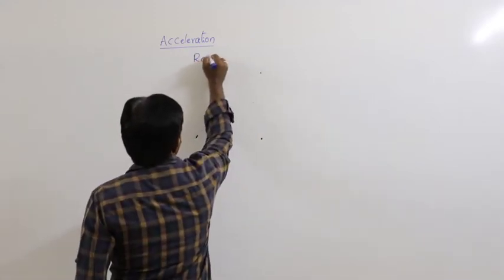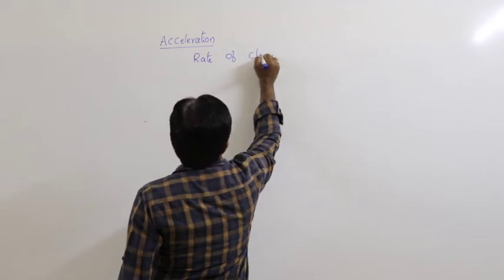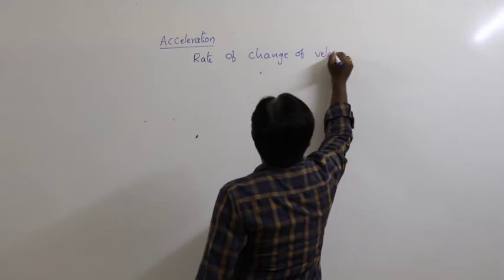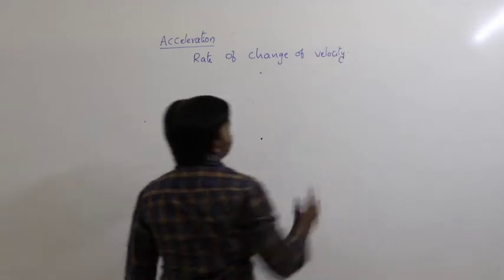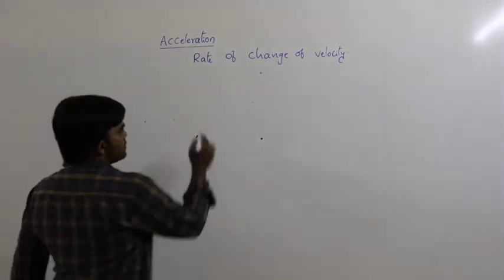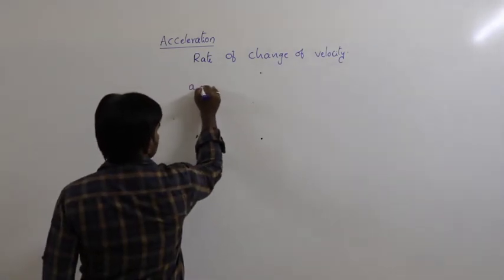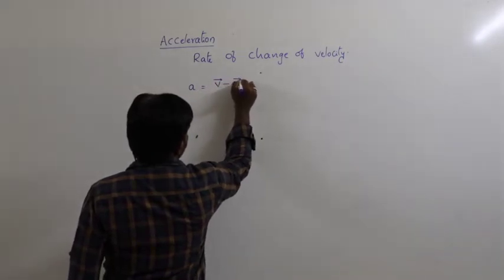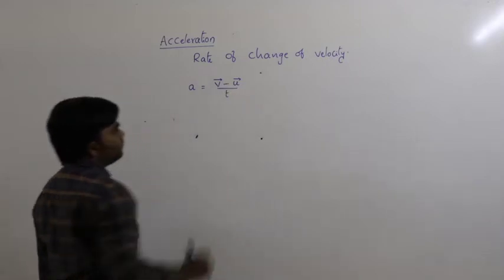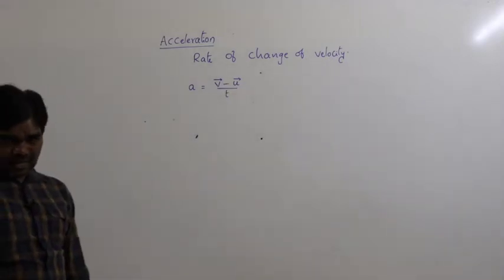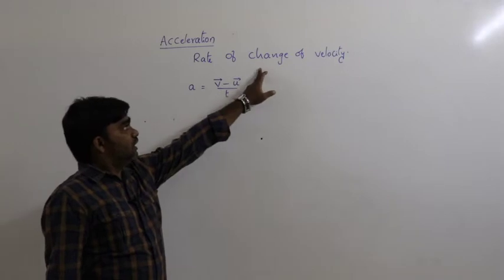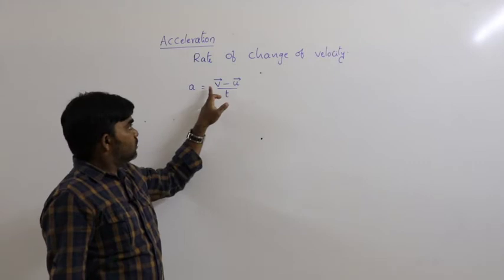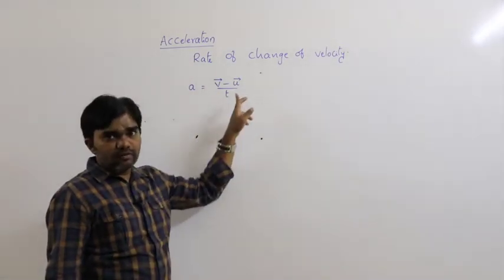Acceleration in the sense rate of change of velocity. So simply, acceleration can be written as the general formula v bar minus u bar divided by t. Generally acceleration is defined as rate of change of velocity. That's why acceleration can be written as v bar minus u bar divided by t.